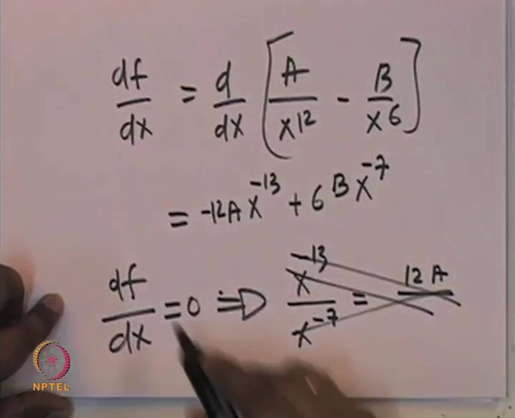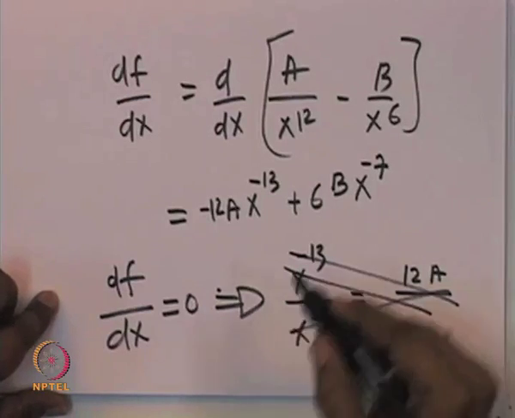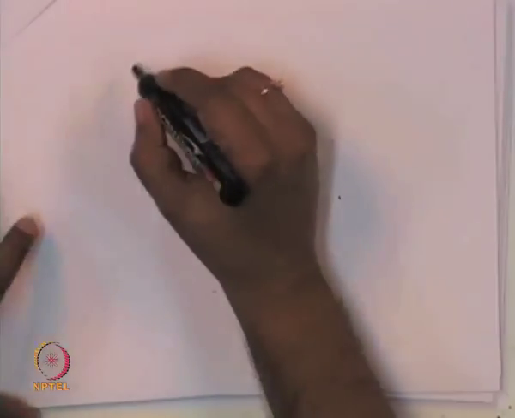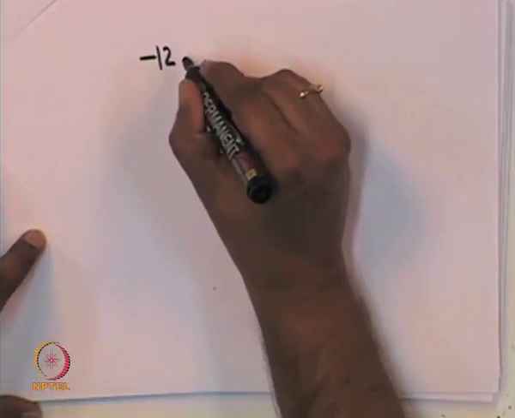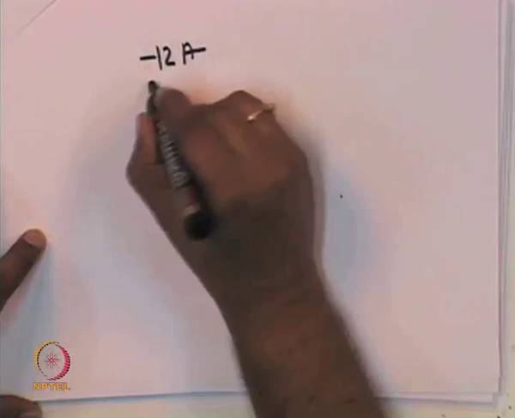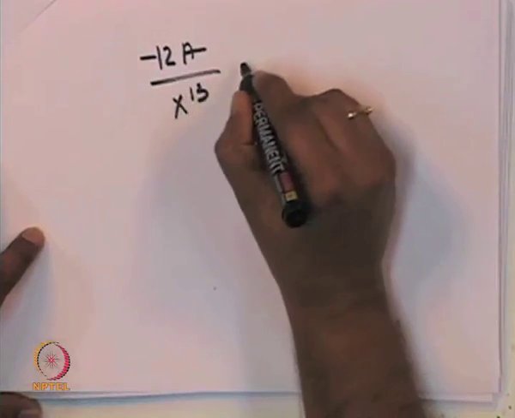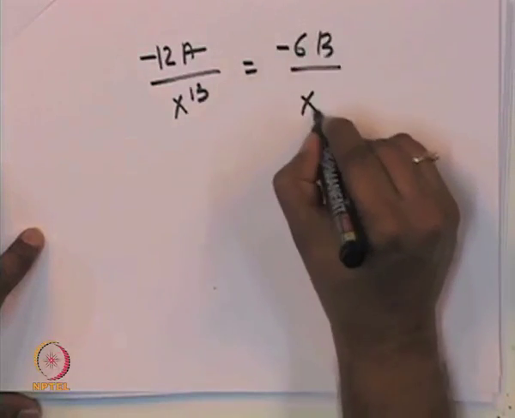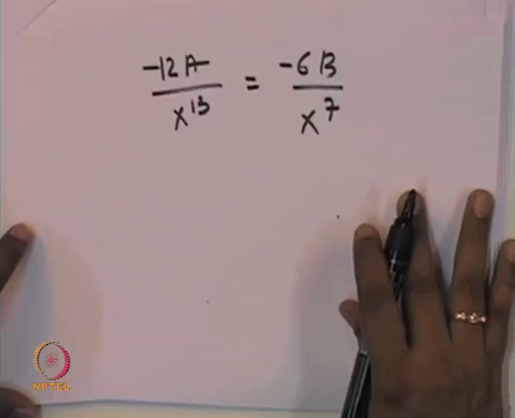So, what we want is df by dx equal to 0. So, let us equate this to 0. Let us have a look at it. So, we want minus 12 a by x power 13 equal to minus 6 b by x power 7. This is what it means.